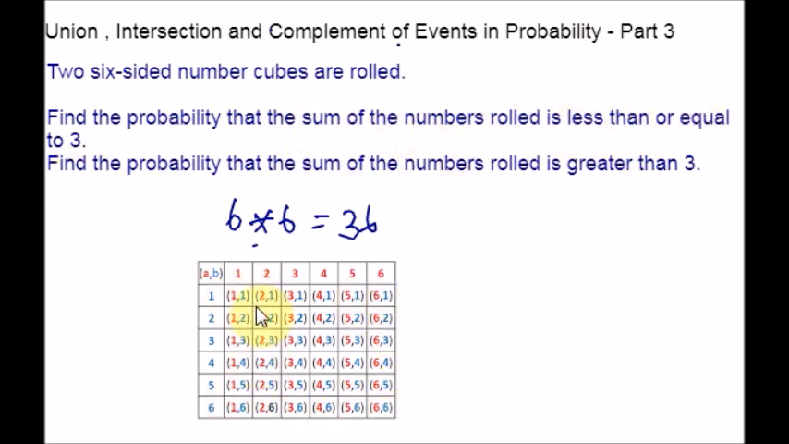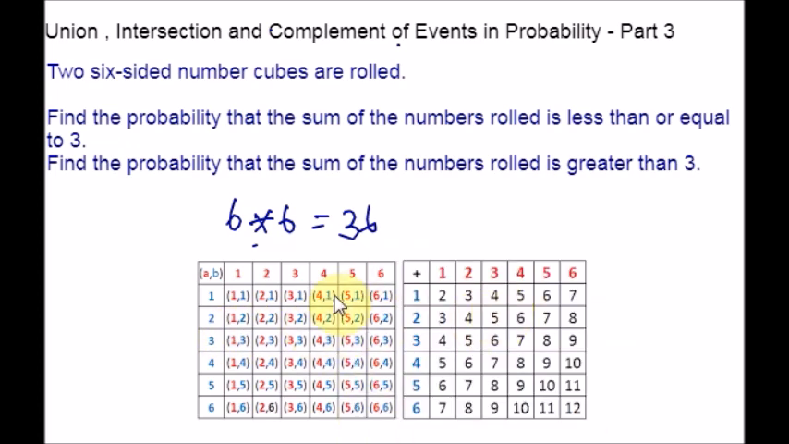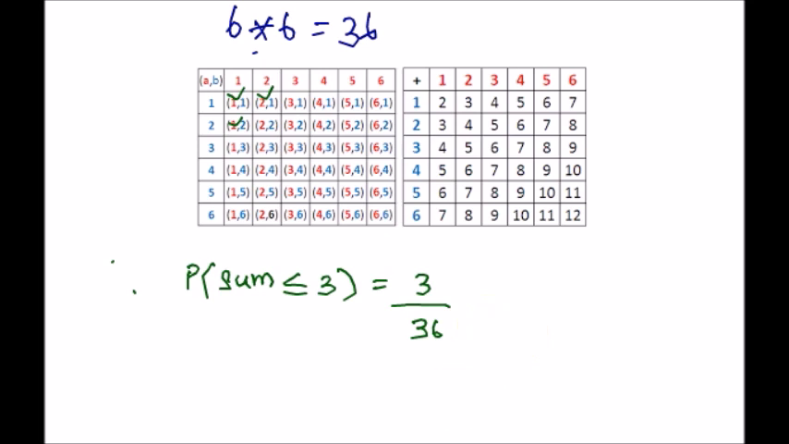So from this list, identify the sets that will give you a total of less than or equal to 3. I'll also list out the total sum here. For the outcome (1, 1) the total is 2; for (2, 1), if you add these two, 2 plus 1 is 3. Hope you understand this list. In this list, (1, 1), (1, 2), (2, 1) are the outcomes that give a sum less than or equal to 3. Am I right? So there are 3 out of 36. If you simplify this, you'll get 1 over 12. That's it for part A. Does this make sense to you?